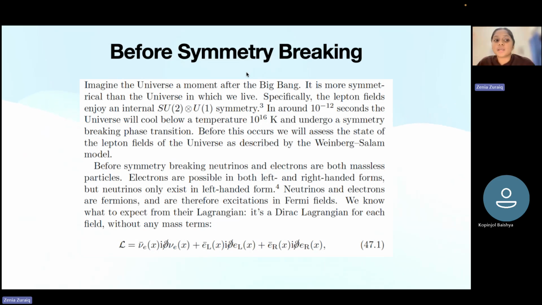So before symmetry breaking, let's imagine the universe a moment after the Big Bang. It's more symmetrical than the universe in which we live. Specifically, the lepton fields have an internal SU2 cross U1 symmetry. So this U1 is something like electromagnetism and SU2 is something like the weak field. The reason I am not calling it exactly electromagnetism and weak force is because the electromagnetism and weak force we have right now is after this symmetry breaking happened. So before this, it was SU2 cross U1. After it breaks, we'll only be left with U1. Okay, so you will see how that happens now.